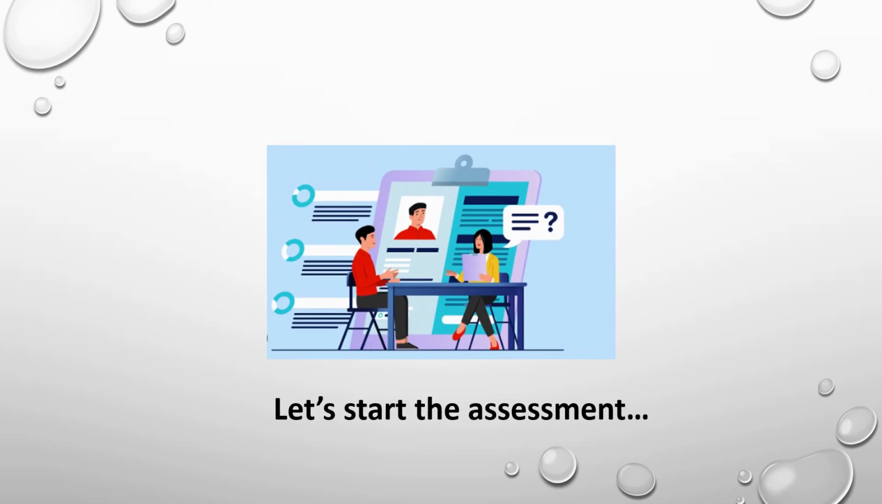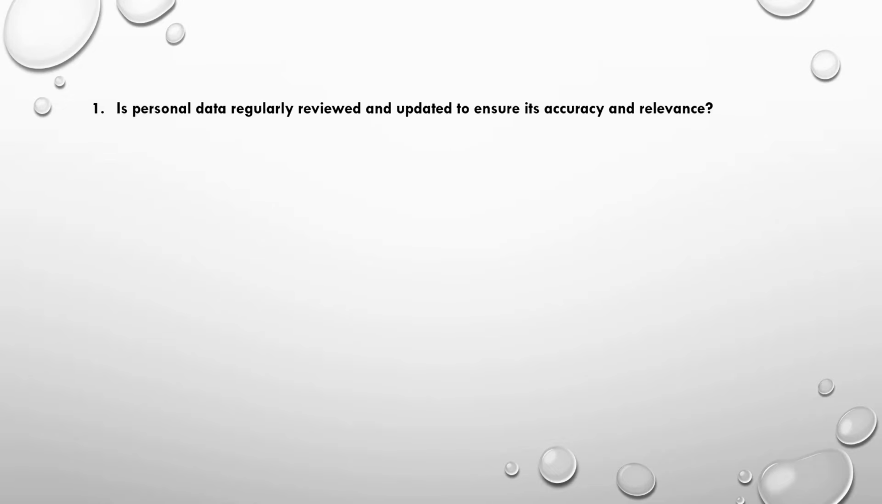Now let's start the assessment. I have 10 questions to review. The first question is: is personal data regularly reviewed and updated to ensure its accuracy and relevance? This question is probing the regulatory and systematic approach of an organization towards maintaining the accuracy of the personal data it holds. It's asking if there are ongoing efforts to continuously revisit and possibly revise personal data to ensure it is current and still applicable, right?